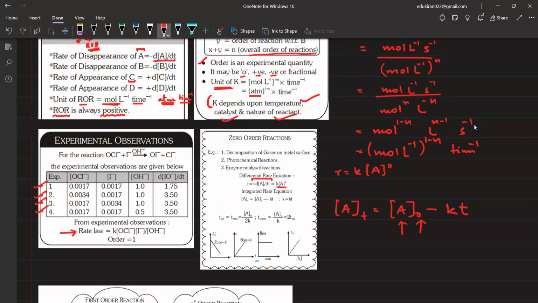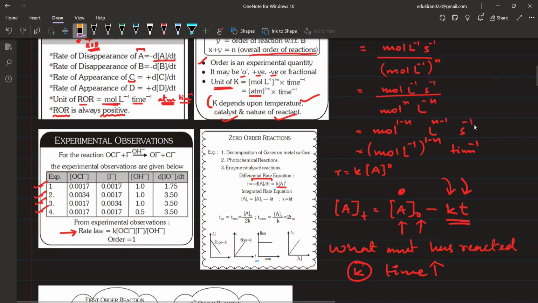For a zero order reaction, see, what will it depend on? The rate of reaction is going to depend on K as well as the time. How much has reacted? What amount has reacted? It will directly depend on the rate constant. If the rate constant is high, more amount will be reacted. And as the time increases, more amount will be reacted. That is why, how much will it decrease from the initial concentration? K into T. Okay. K is the rate constant, T is the time.